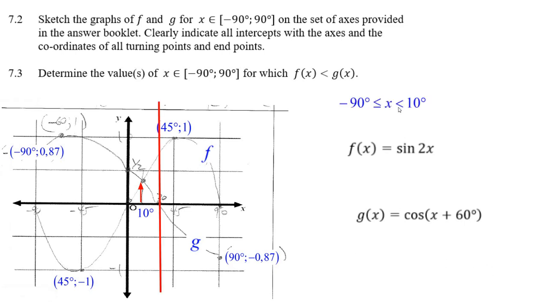And that's why x is less than 10, because it can't be equal to it, but greater than or equal to minus 90. And there you go.